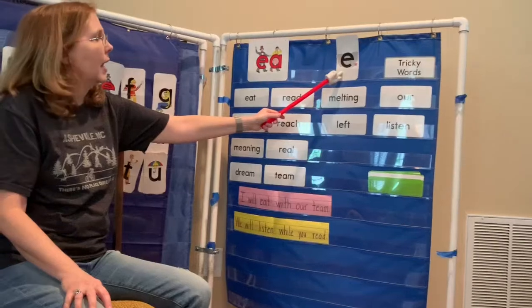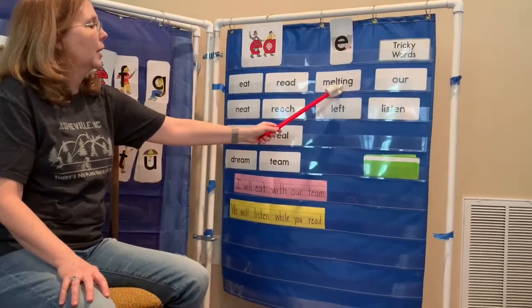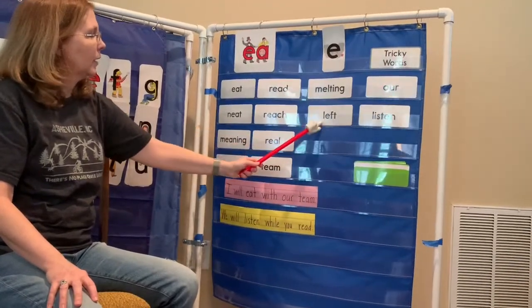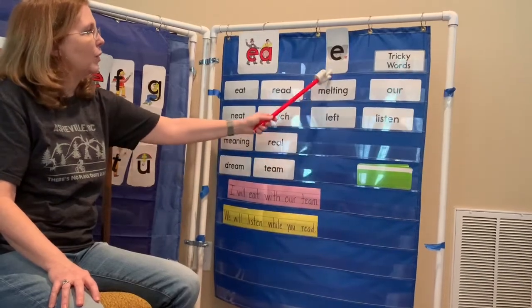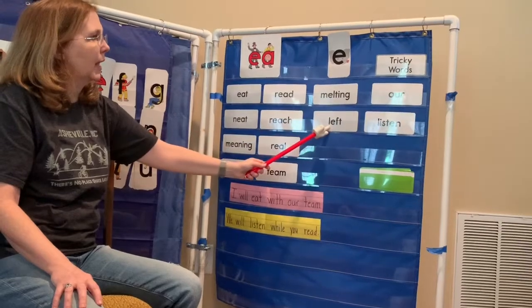Now let's move on to the other section of the sort, which is Eddie Elephant with the short E sound that goes eh, and we have in. The word is melting. Left. So all these words will have Eddie Elephant short E sound in it, melting and left.